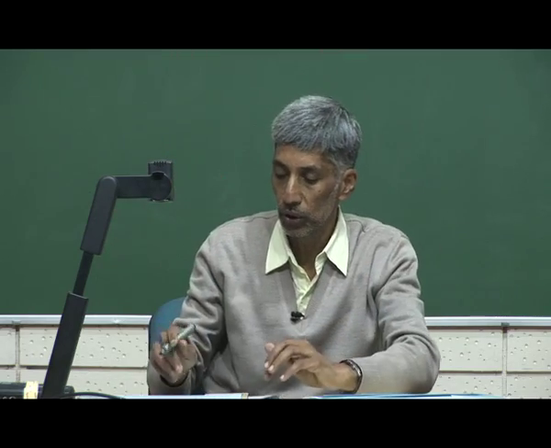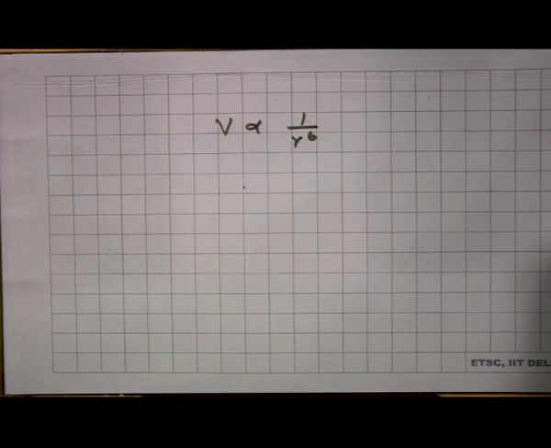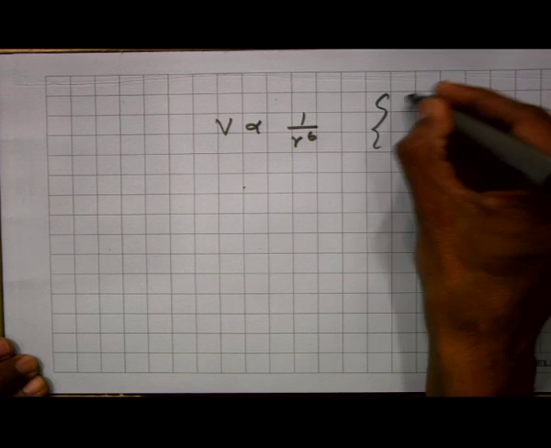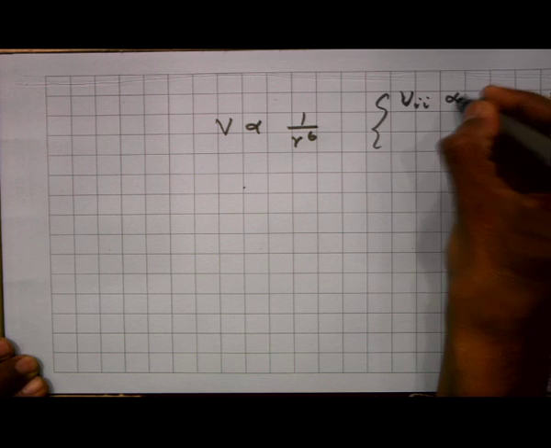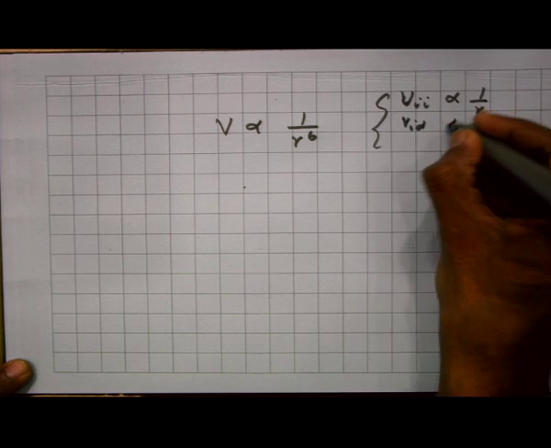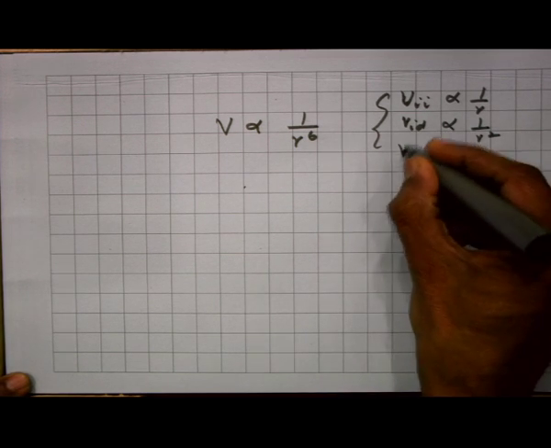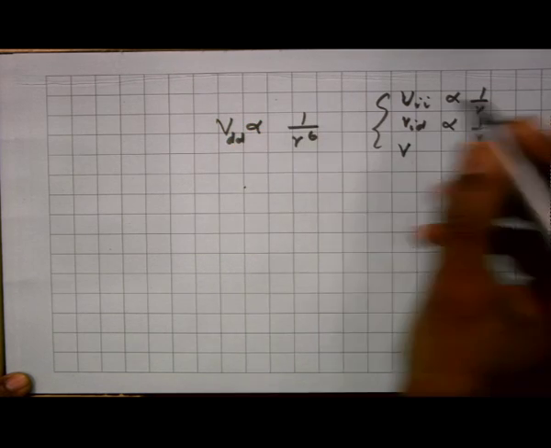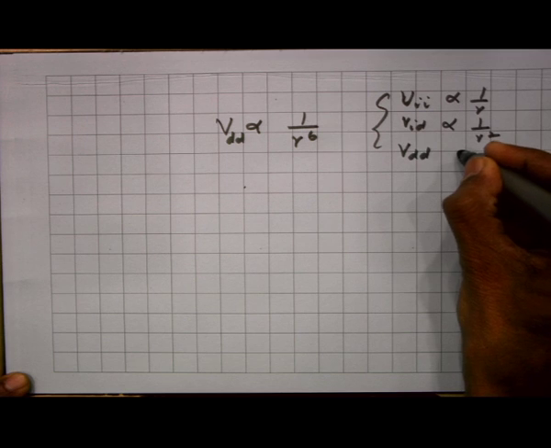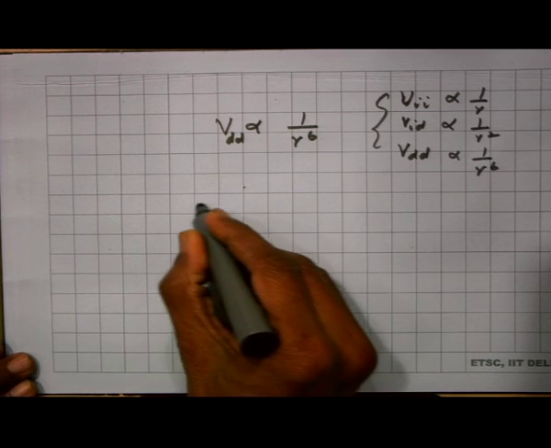If it is not static, average over all possible orientations of the two dipoles, this will go as 1 over r to the 6. So, to recollect, electrostatic V ion is proportional to 1 over r, V ion dipole is proportional to 1 over r square, and V dd is proportional to 1 over r to the 6. So, you can now draw this picture once again.